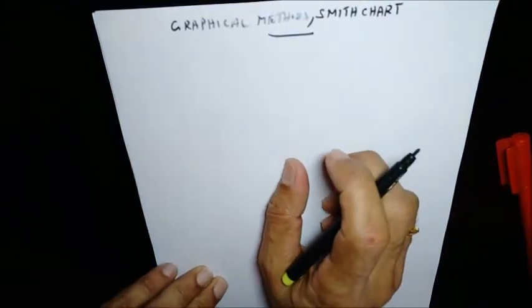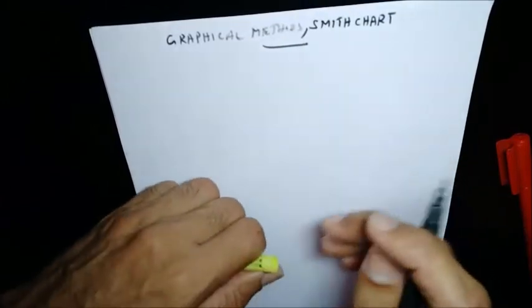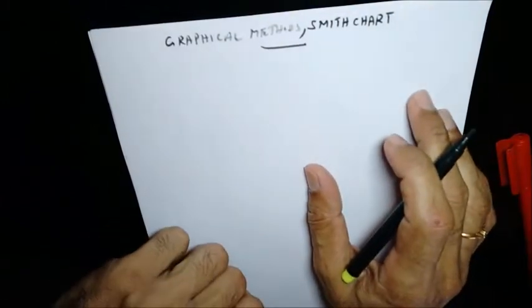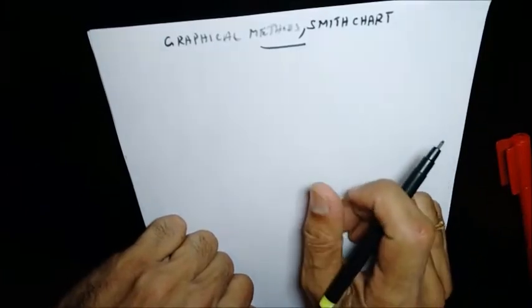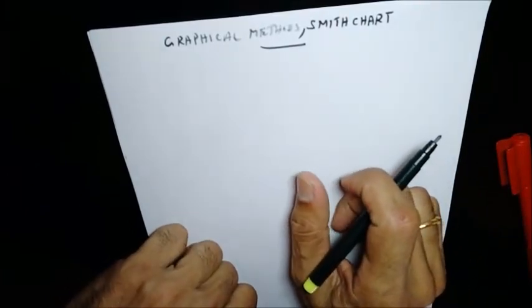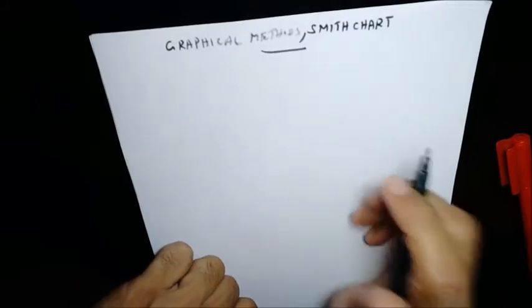So a Smith chart is a chart which makes the transmission line calculations very easy. So in this discussion, we will derive the Smith chart through a simple set of steps. And then after that, we'll see how this Smith chart is used through a couple of examples.